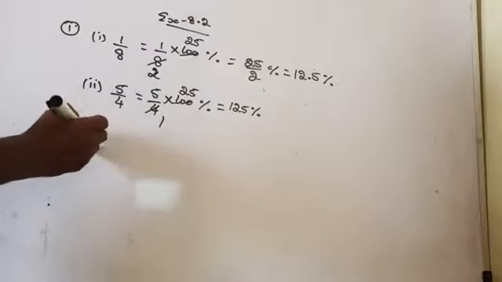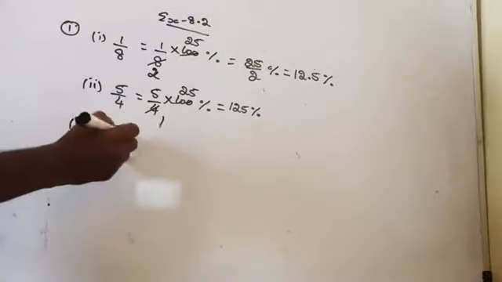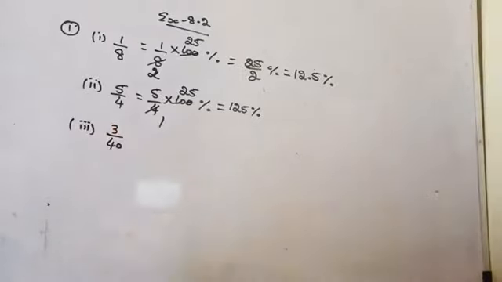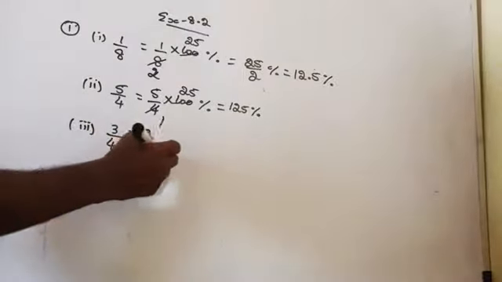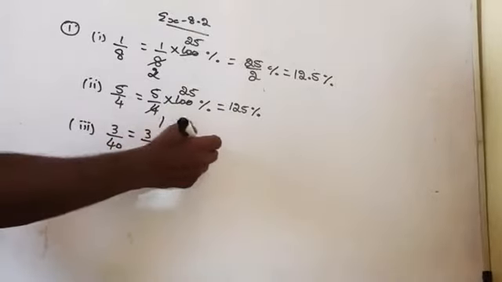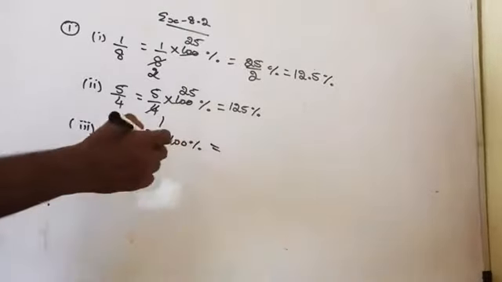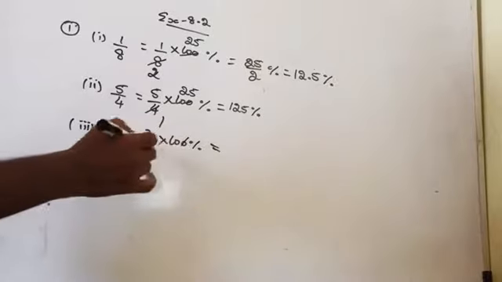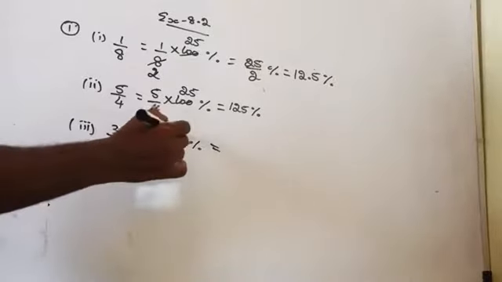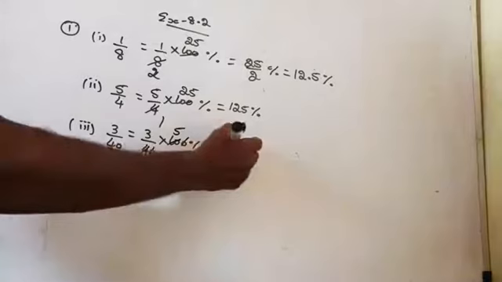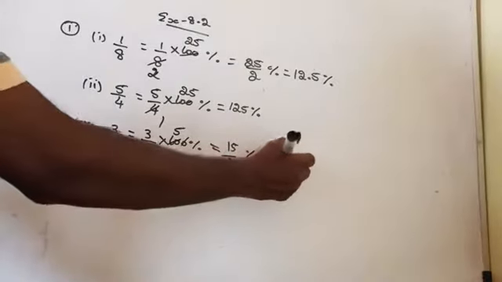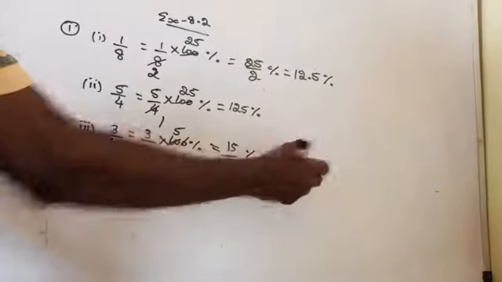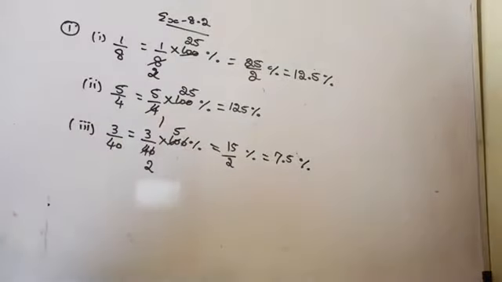3 by 40. So 3 by 40 means 3 by 40 into 100 percentage. The 0 and 0 you can cancel. 2 2s are 4, 5 2s are 10. 3 into 5 is 15, so 15 by 2 percentage. 15 by 2 is nothing but 7.5 percentage. Am I right dear?